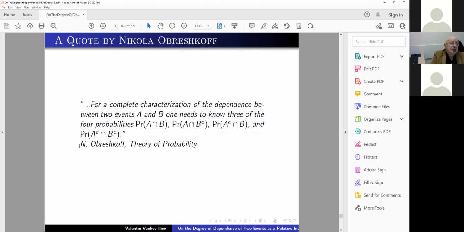So this is what Nikolov Breshkov wrote in his textbook. For a complete characterization of the dependence between two events A and B, one needs to know 3 of the 4 probabilities. This means 3 of the 4: Xi1, Xi2, Xi3, and Xi4.